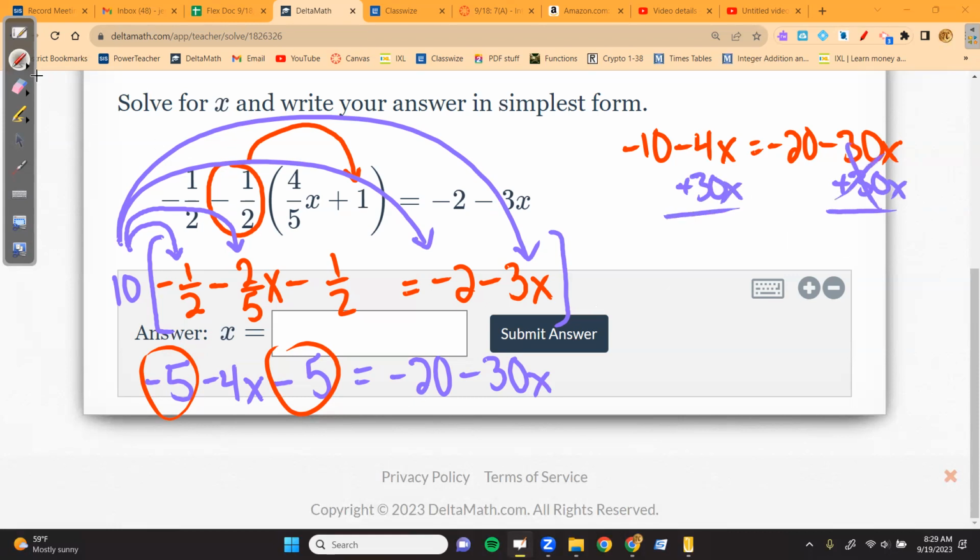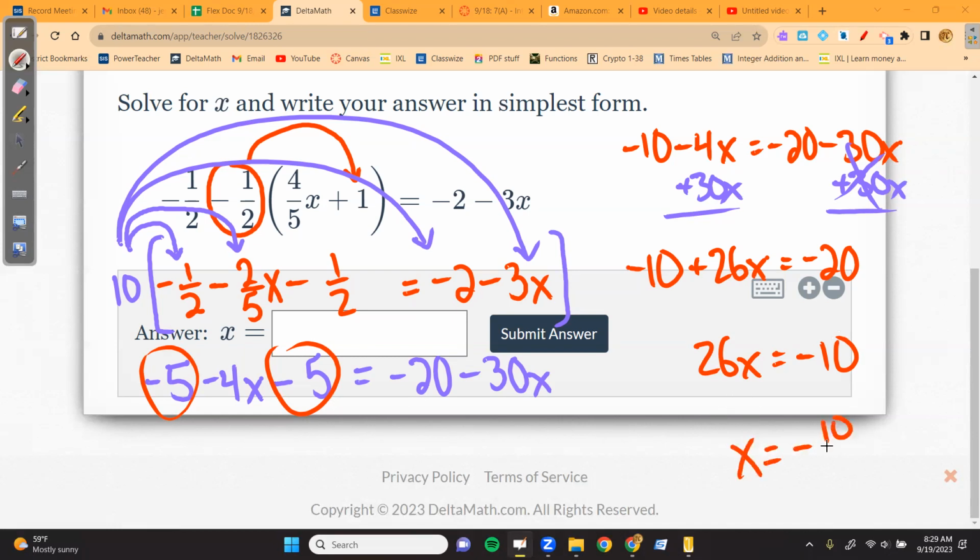And now I'm left with negative 10. How many x's will I have? Plus 26 x's. We are deep in it now. Next. Add that 10 to both sides. So we're going to get 26x equals negative 10 because I added 10 to negative 20. Last step. Divide both sides by 26 and we get x equals negative 10 over 26.